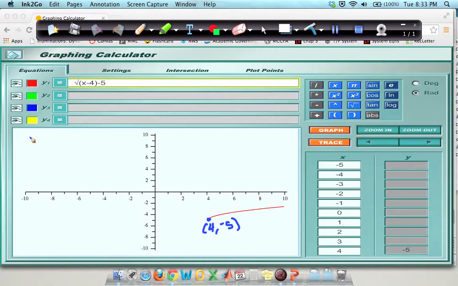Okay, so this will help me with the domain and range. The domain, I start at negative infinity and go across, and my first x value starts at 4, and then goes on continuously, so x is greater than or equal to 4. For my range, I start at negative infinity and go up. My first y value starts at negative 5 and then increases, so this is y is greater than or equal to negative 5.